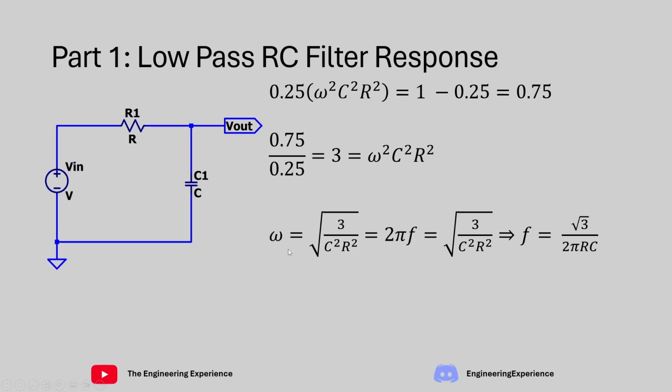Omega is equal to 2 pi f. So we can rewrite the equation as 2 pi f equals square root of 3 divided by c squared r squared. And then finally, we simplify the square root on this. So we get rid of the 2 squares on the bottom, and we end up with just the square root of 3 on top. And taking the 2 pi on the other side, we end up with the frequency equal to square root of 3 divided by 2 pi rc. So this is the solution for the first part of the question.